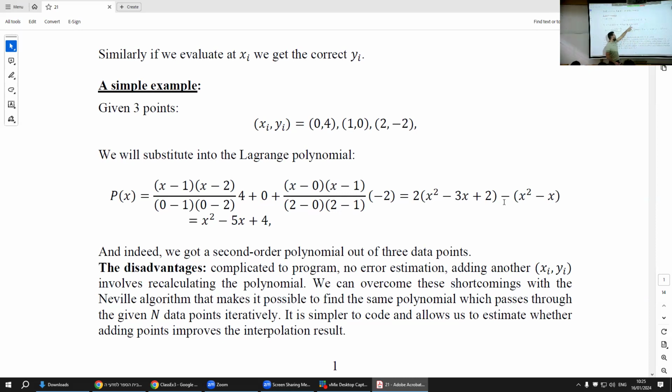So 4 multiplied by x minus 1, x minus 2, divided by 0 minus 1, 0 minus 2. Okay? Plus 0 multiplied by something, plus -2 multiplied by x minus 0, x minus 1, divided by 2 minus 0, 2 minus 1. Okay?